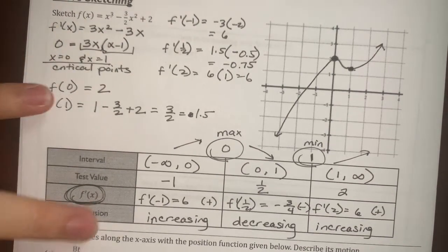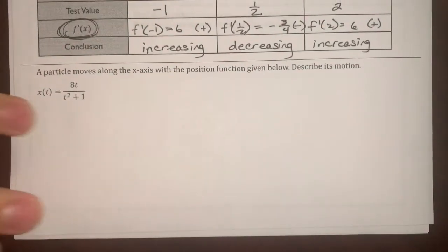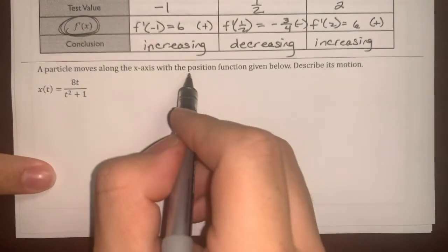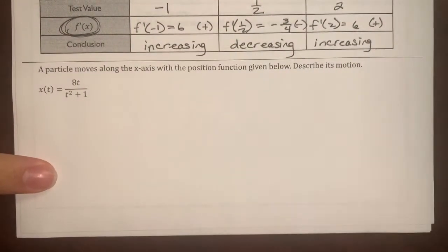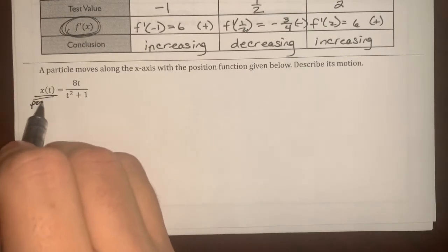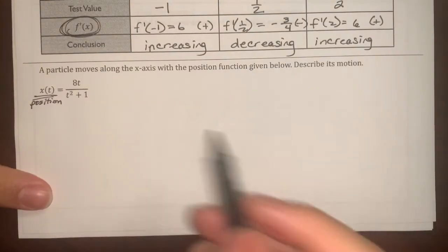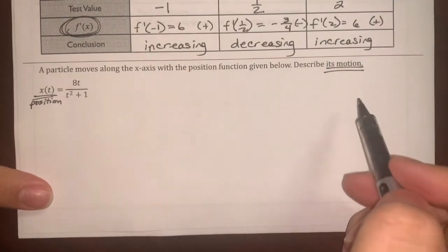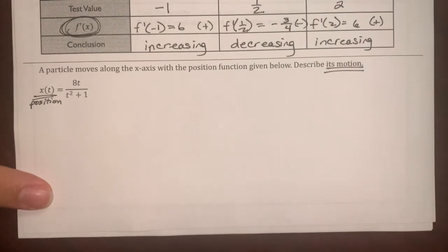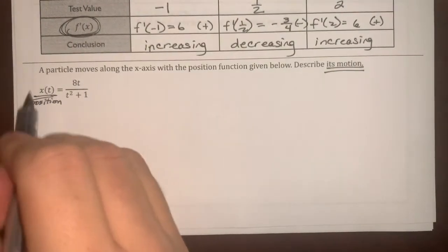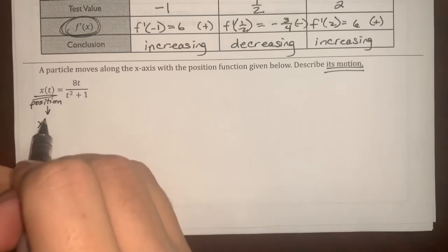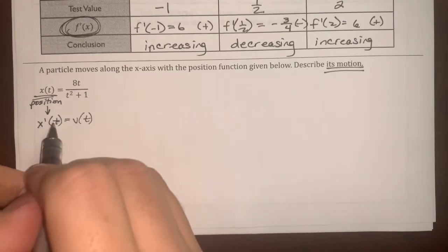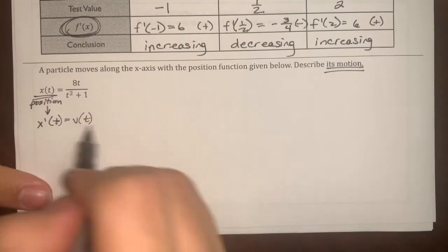Okay, so now let's go into some regular application using velocity and acceleration. It says here, a particle moves along the x-axis with the position function given below, and describe its motion. So again, we have our position here, right? If we want to know the description of its motion, we probably should figure out the velocity. We know that position is the original function, and velocity would be our derivative. So the derivative of x of t is equal to the velocity of t.